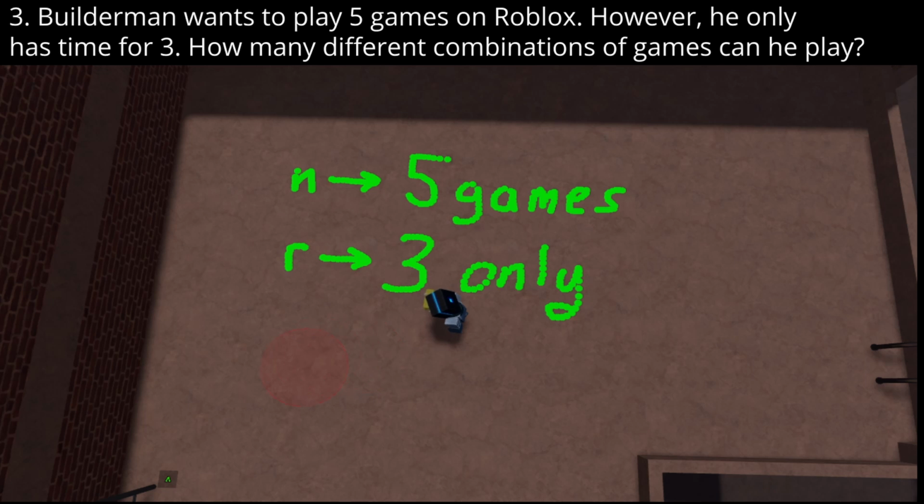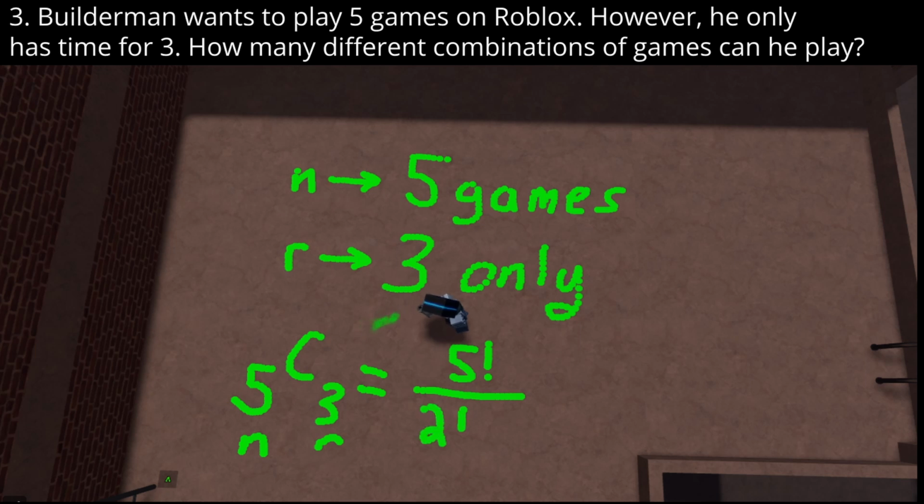So let's set up the combination. That will be 5 C 3, and then remember that's n factorial, which is 5 factorial, divided by n minus r factorial. Well, 5 minus 3 is just 2, so that's 2 factorial, and then times r factorial, which is just 3 factorial.